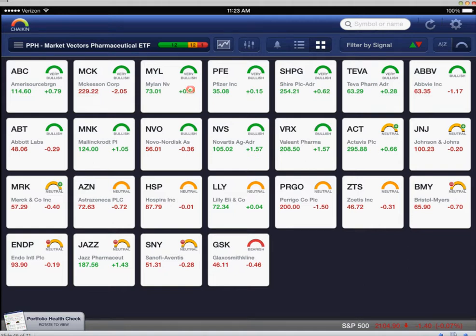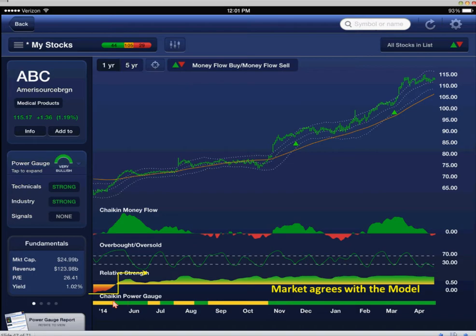So let's look at a couple of these charts. AmerisourceBergen. Power gauge rating bullish off and on for almost a year. A bullish personality change when it went from underperforming to outperforming. Now the market since late October has been agreeing with the model. The stock went from 85 to 115, and we've got these 2 wonderful money flow buy signals to get you into the stock. And you can see the accumulation going on. It's a generic drug maker. There's consolidation going on all in the generic drug area. They're trying to buy one another right and left.